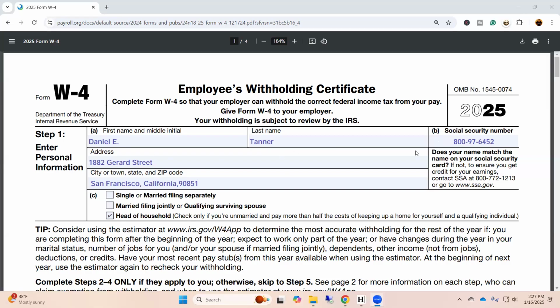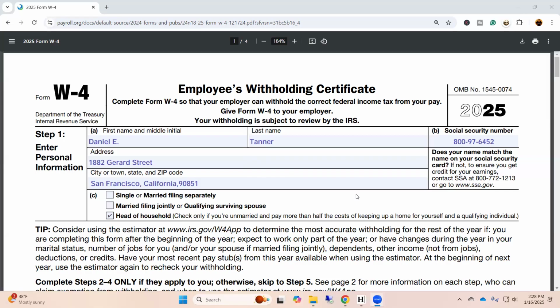All right. For box B, we have the social security number, and this also needs to match exactly with your social security card. All right. We have the address here, 1882 Girard Street, and Daniel Tanner lives in San Francisco, California. 90851 is the zip code.